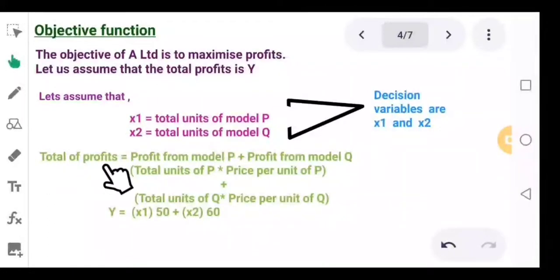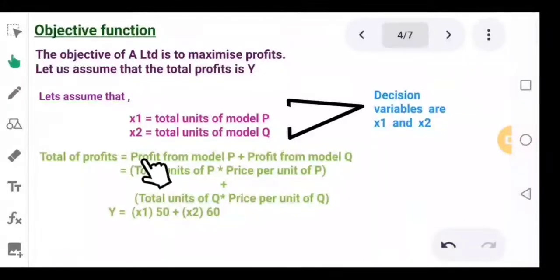Now what is total profits? Total profits is Y, right? A total profit is nothing but a summation of two things. That is profit from model P plus profit from model Q. Total profit of A Limited will be the profit that you're going to get from model P plus the profit that you will make out of model Q. So when you add profits from model P and profit from model Q, then you'll get the total profits.